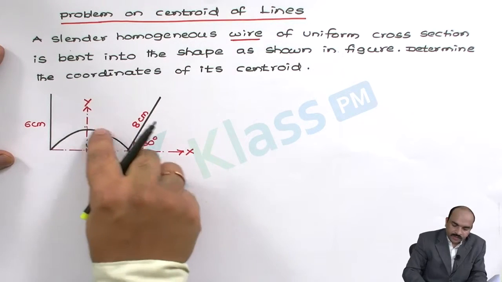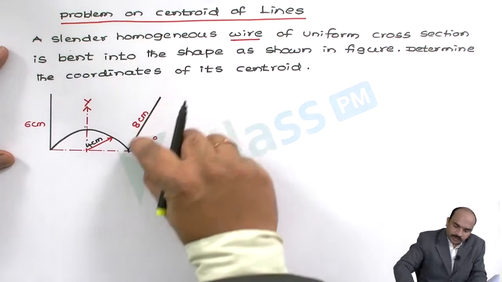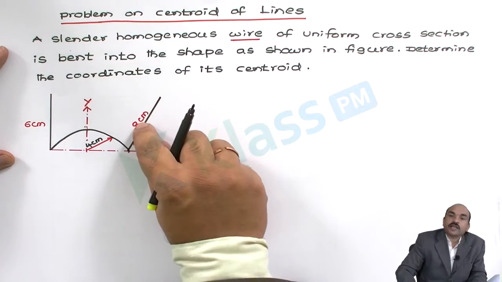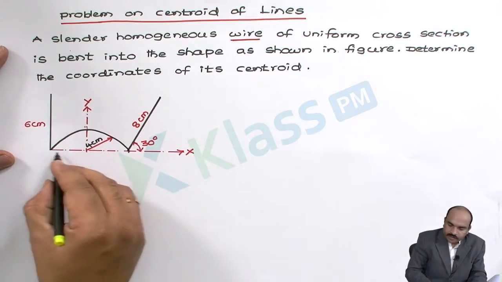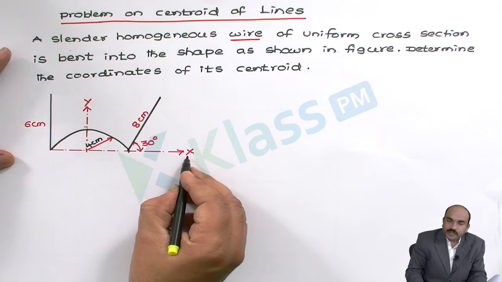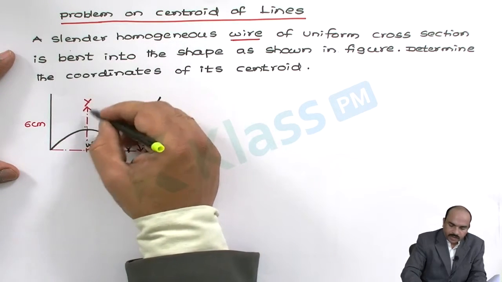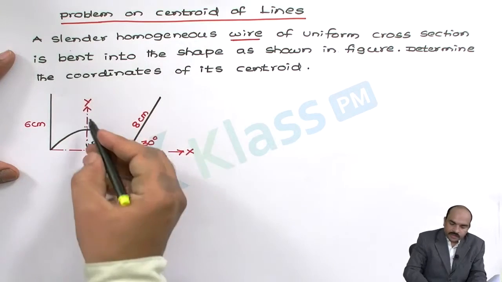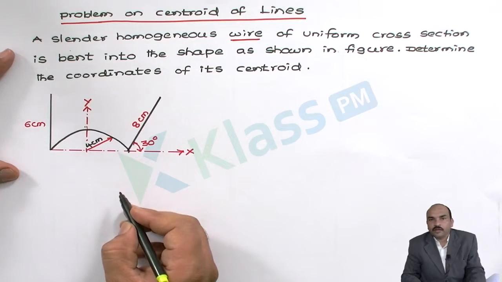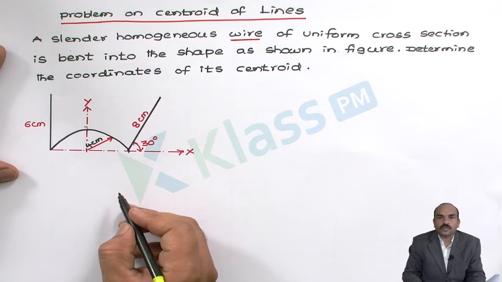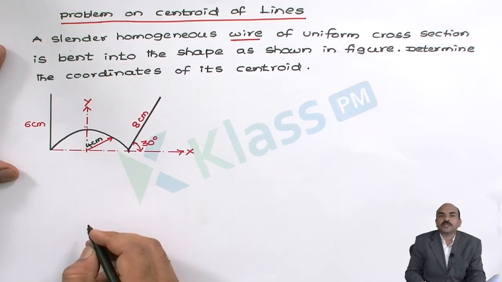Then the radius of this semicircle is given as 4 centimeters. The length of this inclined line is given as 8 centimeters, and its angle is 30 degrees. Now let us take the horizontal line as the x-axis, and let us take the y-axis from the center of the semicircle. We can select this anywhere, but the only thing is the coordinates will change. Now I am taking the y-axis from the center of the semicircle.